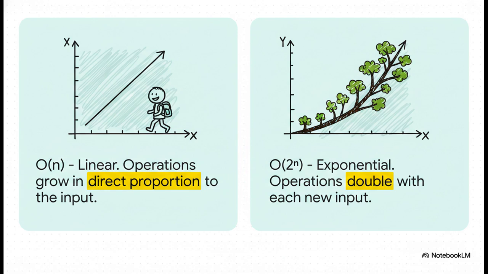No big deal. But our slow Fibonacci function, that's O of 2 to the n, or exponential. With this, if you just add one more number to the input, you double the work. That's not like walking farther. That's like setting off an explosion. And that's the source of our huge performance gap.